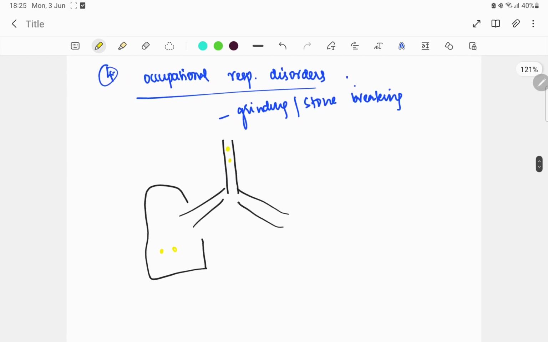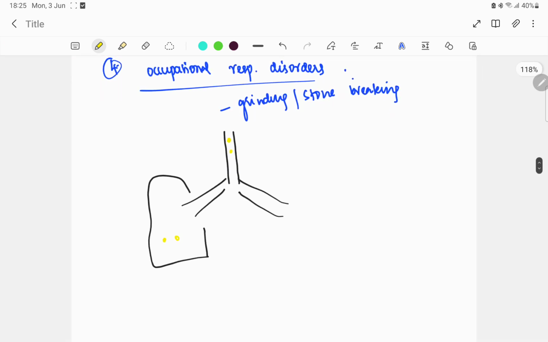Whenever any waste particle enters our body, our immune system will be activated. It will cause inflammation. After a long time, it will cause fibrosis. Fibrosis means it is surrounded by fibrocytes that produce fibrous tissue. This is called lung fibrosis. Whenever lung fibrosis happens, that part of the lung won't be able to take part in gaseous exchange. So that is what happens in occupational respiratory disorders. It is very common in grinding or stone breaking industries.